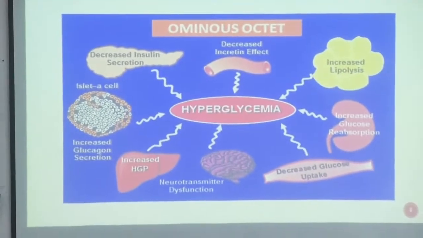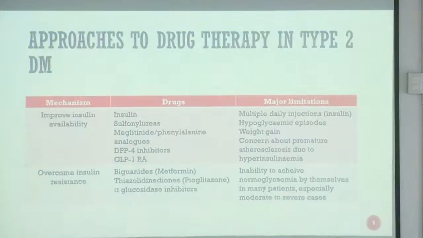Increased lipolysis can cause hyperglycemia because of gluconeogenesis. Increased glucose reabsorption from the kidney. Decreased glucose uptake by the peripheral tissues. Neurotransmitter dysfunction in the case of brain pathology can also lead to hyperglycemia. Increased hepatic glucose production can lead to hyperglycemia. Increased glucagon secretion from the pancreas.